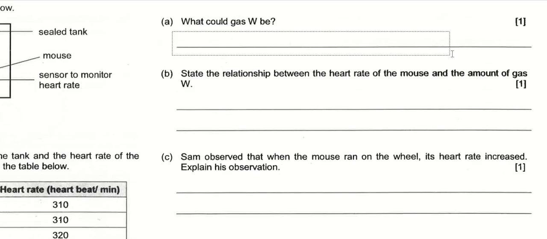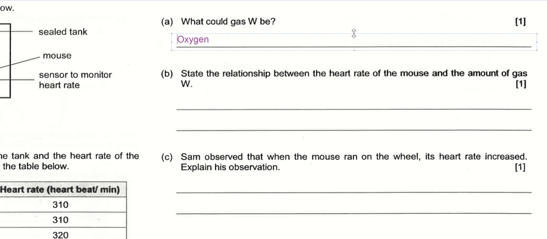Well, we know that the mouse is a living thing, and gas W is most likely oxygen. So oxygen is gas W. Why? Because living things, mammals, they need oxygen to live. So gas W is oxygen.